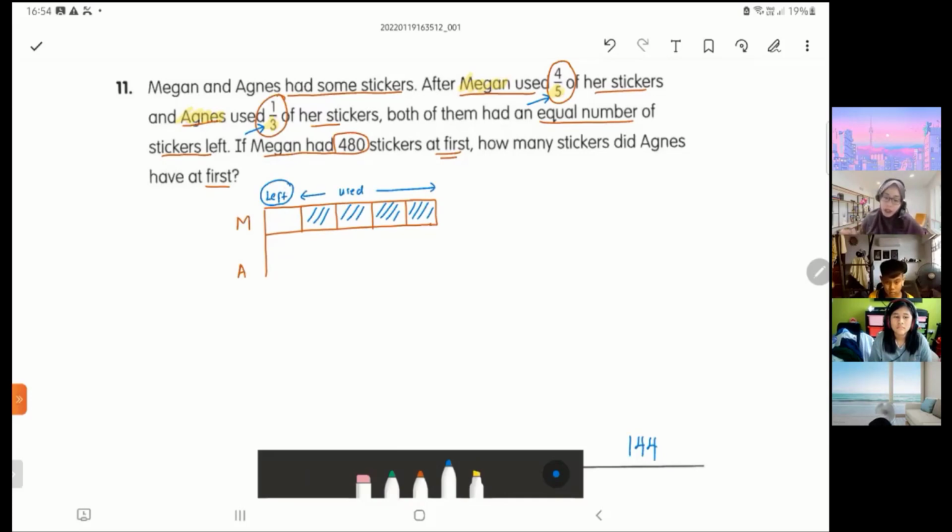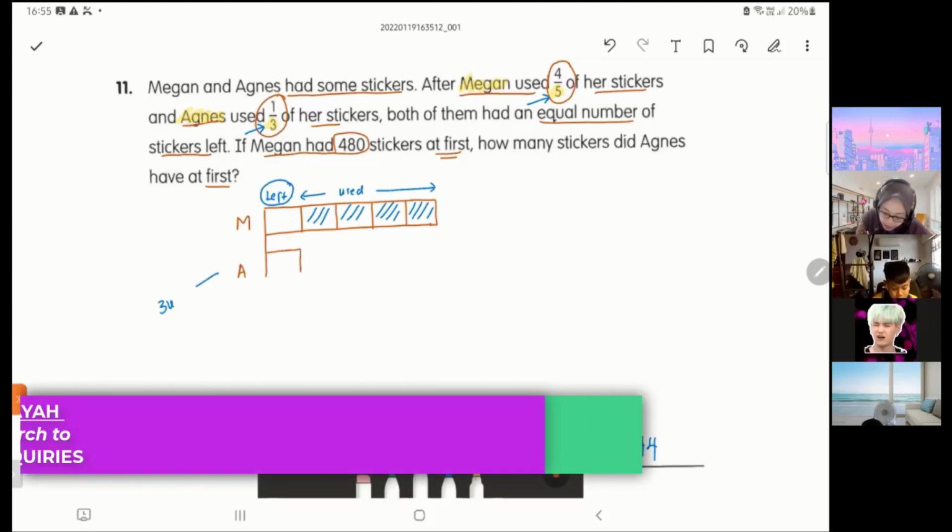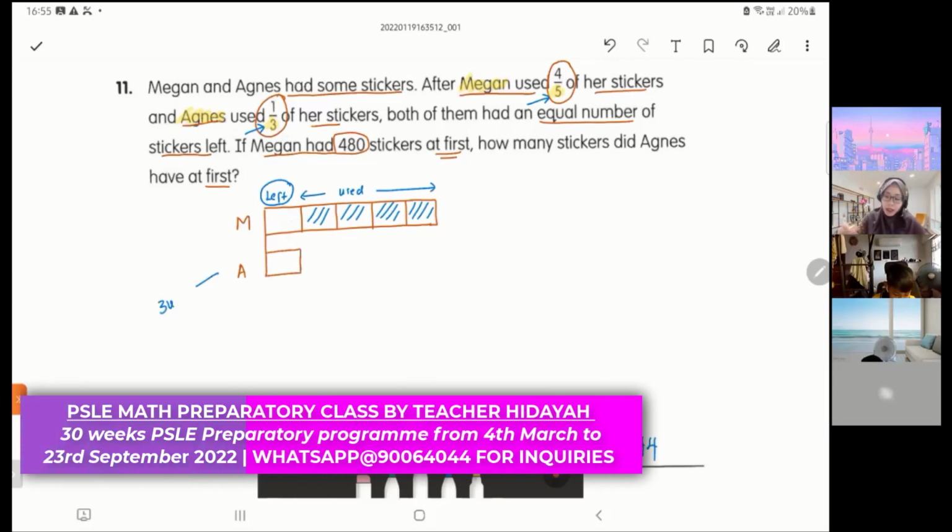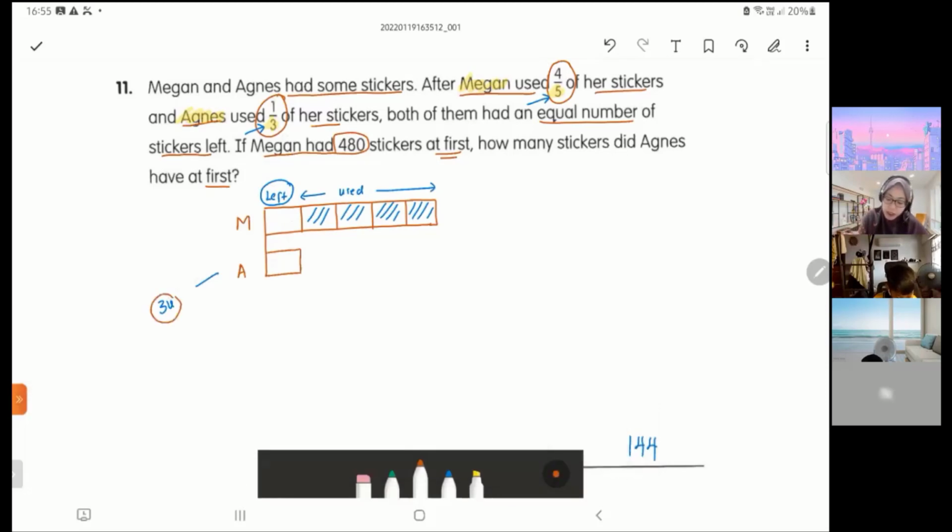And then I know that Agnes used 1/3 of her stickers. So I know that Agnes must have 3 units. But her leftover must also be the same size as Megan's. So if I draw Agnes, I will start with her leftover like this. And then I know that I need to have 3 units. So can I draw Agnes this way? Cannot, right? I told you cannot. So this is not possible.